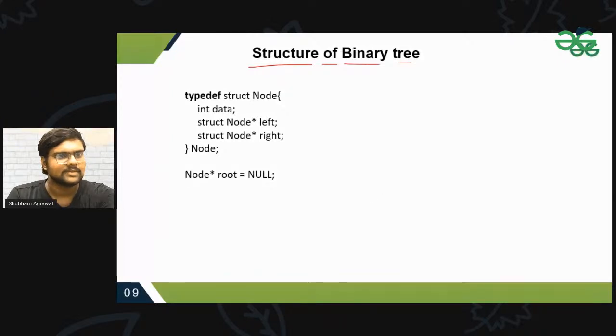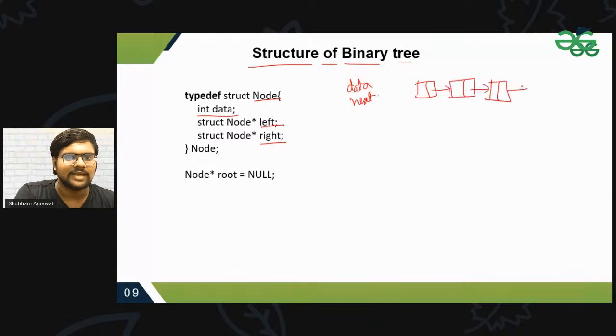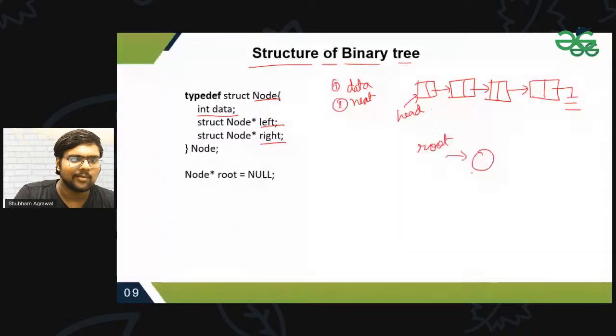So the structure of a binary tree can be defined something like this, in which we have a data field, then a pointer to the left, then a pointer to the right. In a linked list we have data and a next pointer, because in a linked list the data is stored sequentially. But in a tree data is stored in a hierarchical manner. Here it is head, but in a tree we have a root node, and a root node has data and pointers to the left and right nodes.